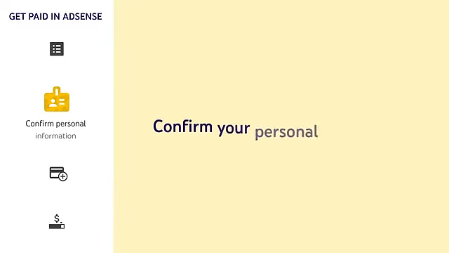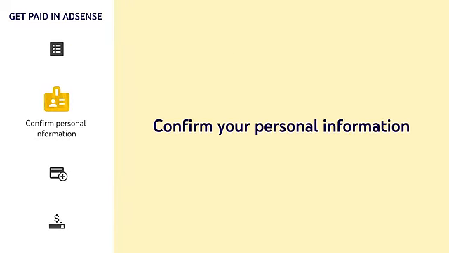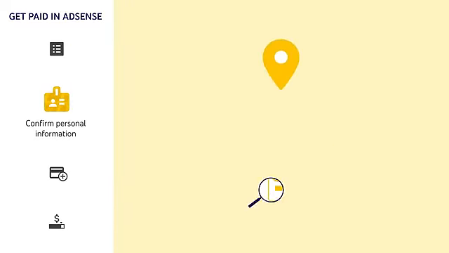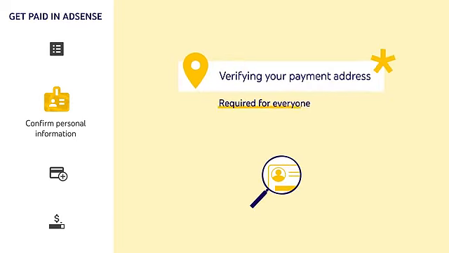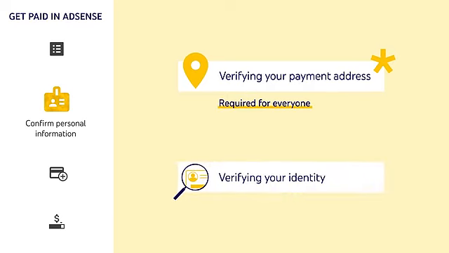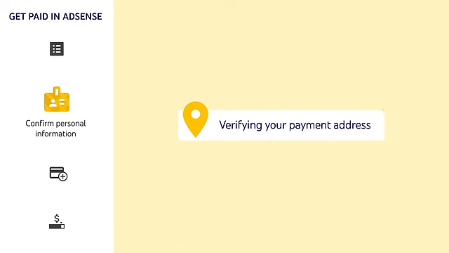Next, you'll need to confirm your personal information. Confirming your personal information consists of two potential parts: verifying your payment address, which is required for everyone, and verifying your identity, which is only required in some instances. Let's first go through verifying your payment address.